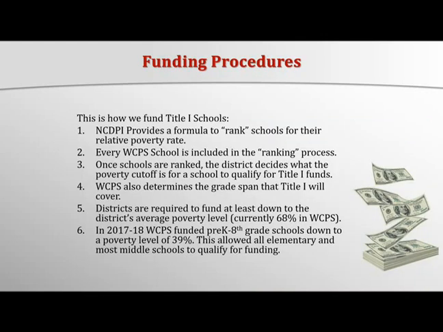So once we get this data, we are directed to rank our schools based on their percentage of poverty. After we do the ranking, the district will then decide the grade span that we will serve and down to what percentage of poverty. Wayne County is 68%, so we must fund down to at least the county rate. So we fund down to 39% in Wayne County, which allows us to cover all elementary schools and most of our middle schools.